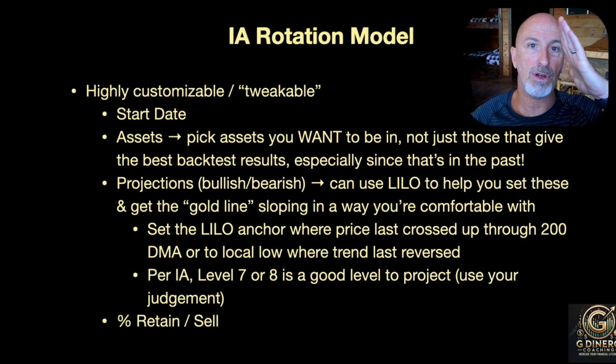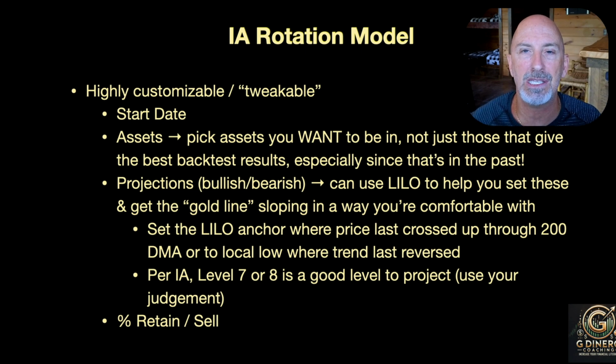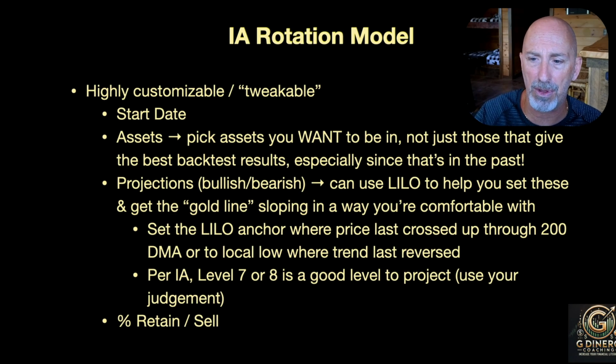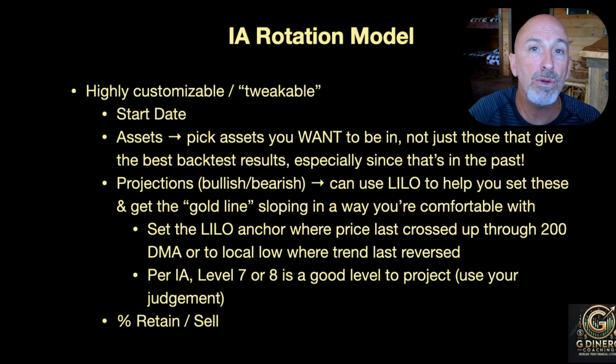It might be going vertical like this, but is it realistic that Tesla is going to hit $1,000 a share a year from now? It might, and you might think so. But if you go in and you use the LILO model, something more realistic might be somewhere in the neighborhood of 500 to 600 per level 7 or level 8 on the LILO. So again, you can use the LILO model to help you set it up where the price last crossed through the 200-day moving average. That's where you would set the anchor, or to a local low.